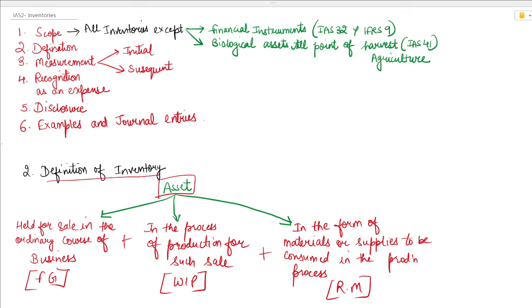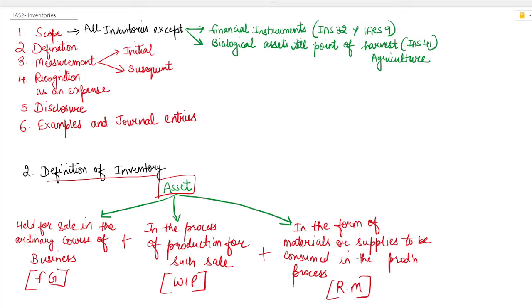So first of all, what is the scope of this IAS? It covers all types of inventories except financial instruments, which are covered by IAS 32 and IFRS 9. We will study this IAS and IFRS later. Then biological assets till the point of harvest are covered by IAS 41 Agriculture. What will happen after the point of harvest, we will see in this lecture only.